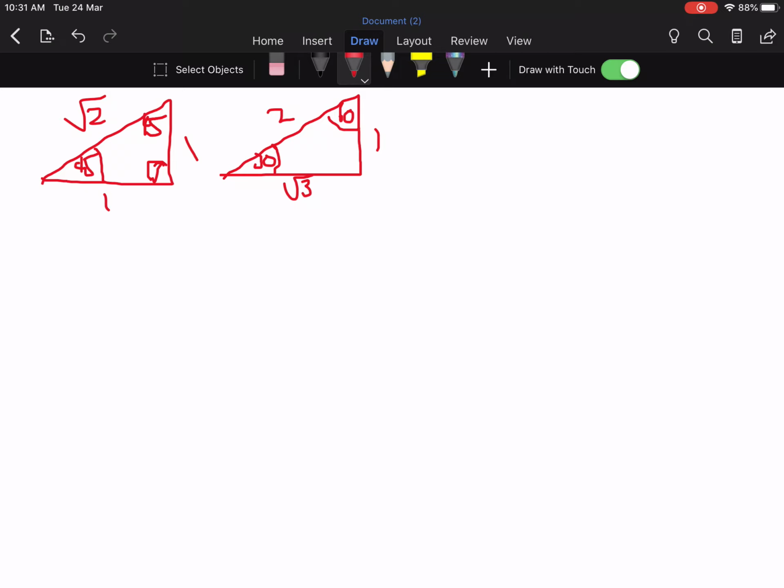The first one says sine x equals root 3 over 2. Now, this is me doing exercise 13C, and I'm modelling 1A. So how would I solve that?